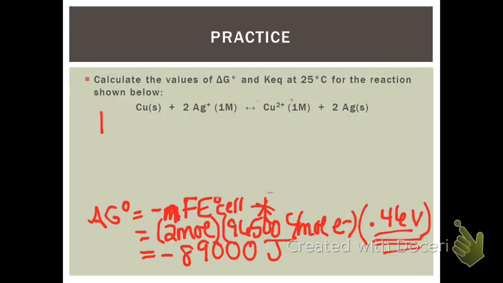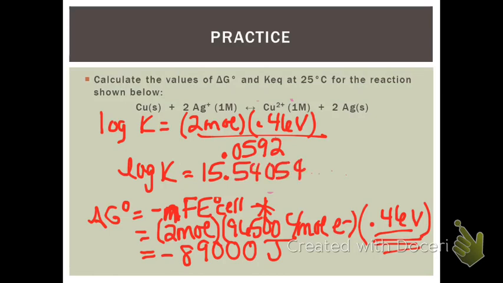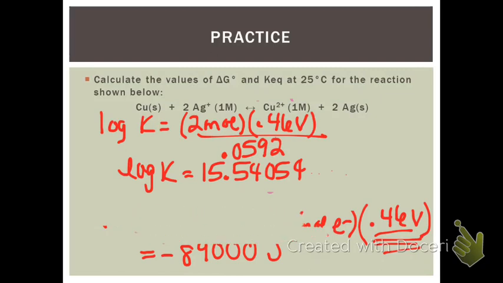To find K eq, log of K is equal to n, 2 moles of electrons were transferred, E cell, 0.46 volts, over 0.0592. Biggest mistake students make: they evaluate the right-hand side to be 15.54054, etc. And then they stop. And they're like, oh, I'm done, I have K. No, you don't. You have the log of K.